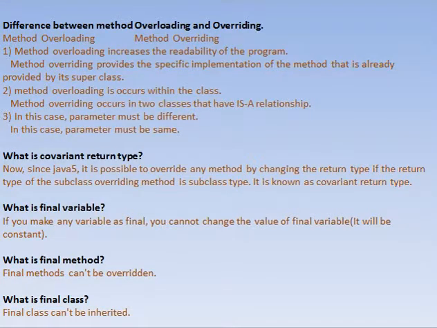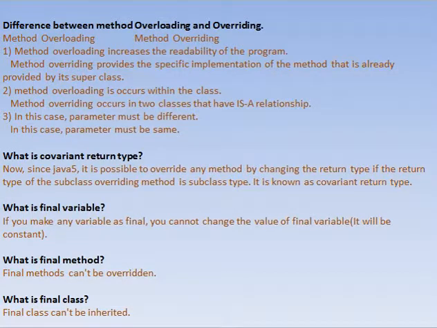Difference between method overloading and overriding. 1. Method overloading increases the readability of the program. Method overriding provides the specific implementation of the method that is already provided by its superclass. 2. Method overloading occurs within the class. Method overriding occurs in two classes that have a relationship. 3. In overloading, parameter must be different. In overriding, parameter must be same.